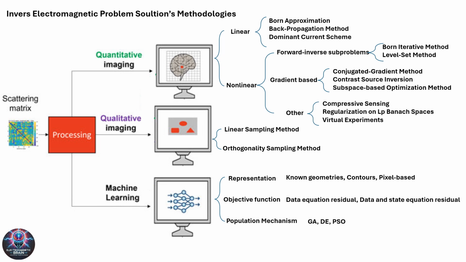In summary, while quantitative imaging offers detailed, measurable insights into material properties, qualitative imaging provides a structural or shape-based understanding of the object. Machine learning further enhances these methods, providing tools for better image reconstruction and analysis. Each technique, whether it's Gauss-Newton or LSM, plays a critical role in addressing specific challenges in electromagnetic imaging, depending on whether one seeks detailed numerical properties or simply the shape and presence of objects.